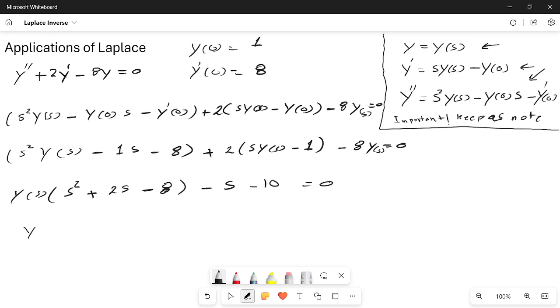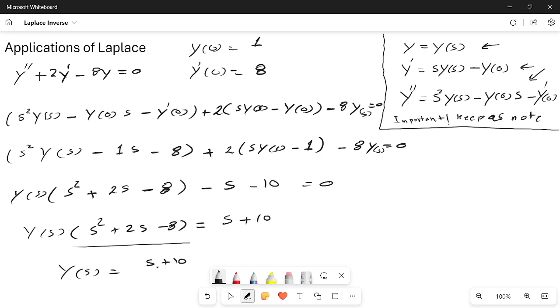So we have y of s times s squared plus 2s minus 8, and it's equal to s plus 10. Now we divide by the s squared plus 2s minus 8, so we have y of s is s plus 10 over s squared plus 2s minus 8.